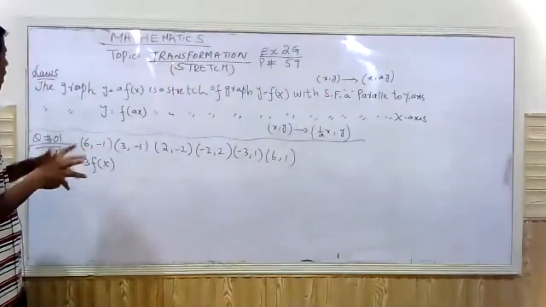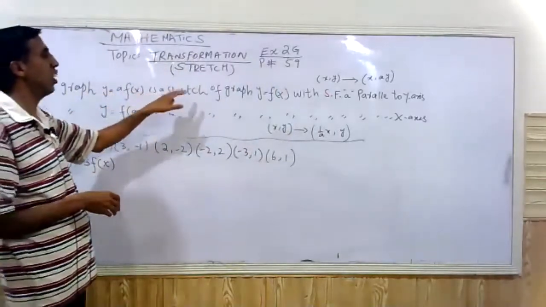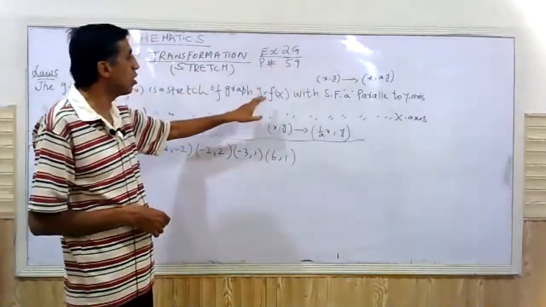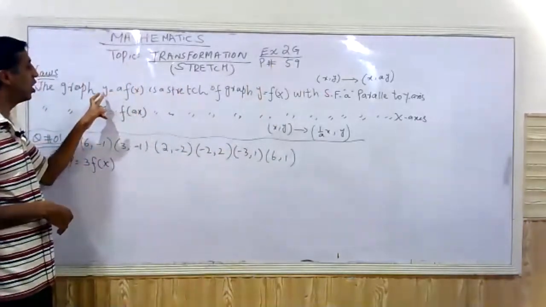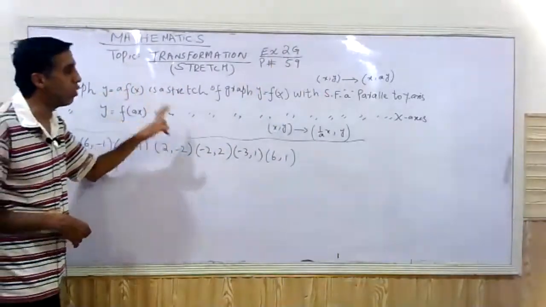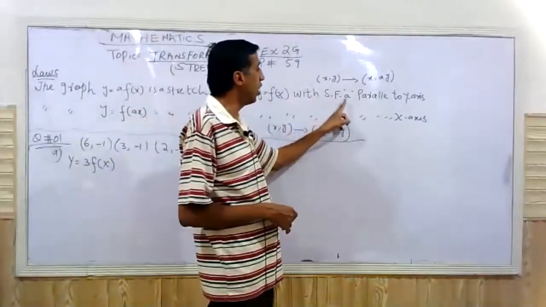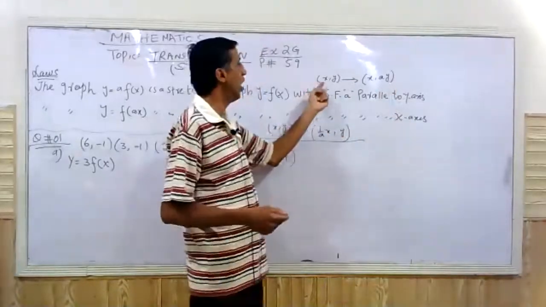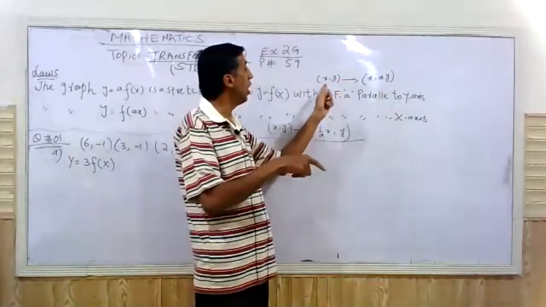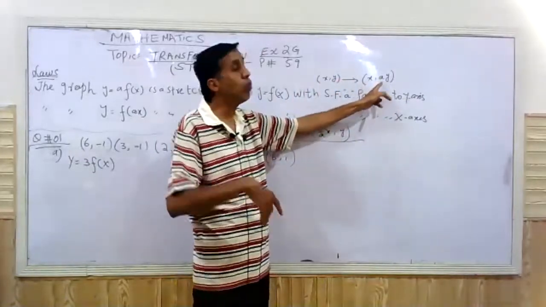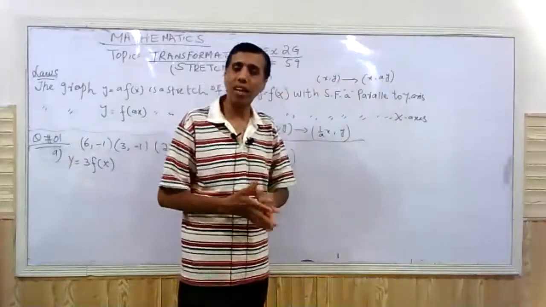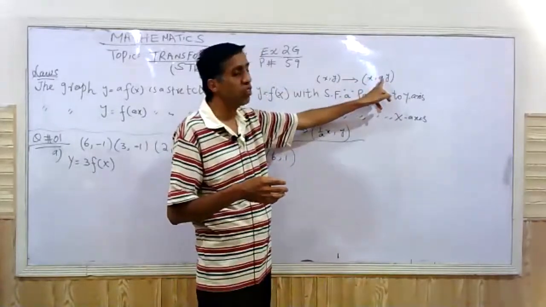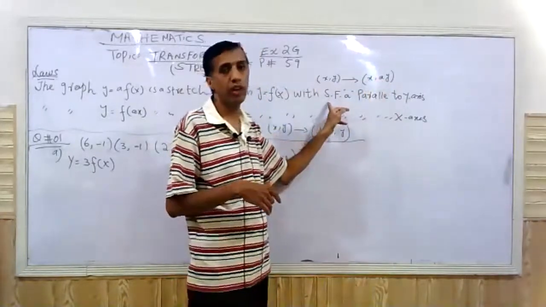My first law is: the graph y = a f(x) is a stretch of graph y = f(x). If we have a graph y = f(x), we make its stretch according to this formula y = a f(x), with stretch factor a parallel to the y-axis. Suppose we have coordinate (x, y). Its stretch would be: x would be the same and y would be stretched. How much stretched? It will be given in the question. So we will multiply the y coordinates by a. a will be the stretch factor.